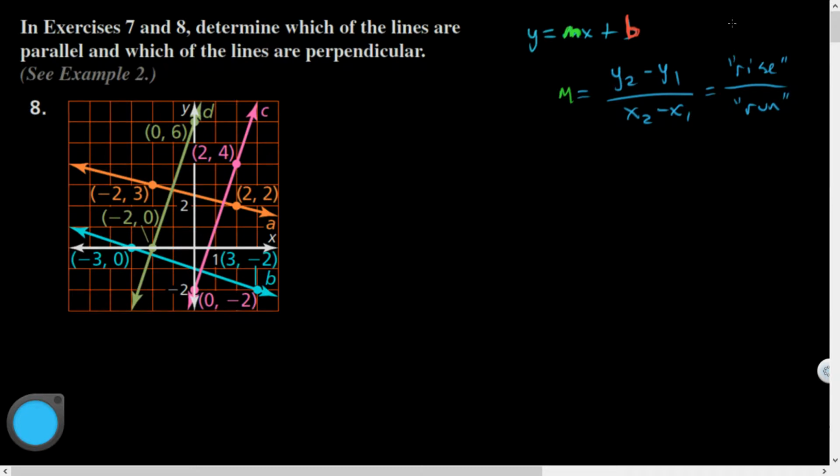Right. So let's take a look at these lines. They asked us to determine which of the lines are parallel and which are perpendicular. So to calculate the slope, let's start with line A. I find some lattice points, and it looks like that's just going down 1 for its rise. So that's -1 over 4. So -1/4 is the slope there.